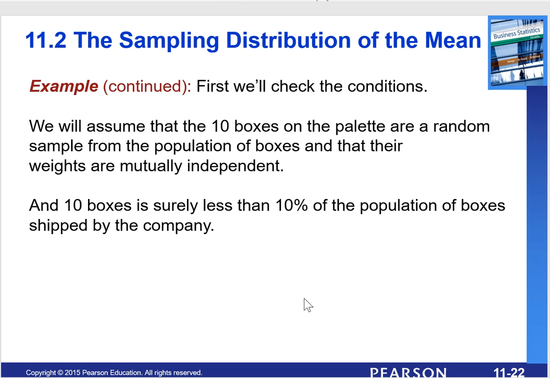First, we should check conditions. There are 10 boxes in the pallet. They're random, so it's probably okay, and they're probably all independent of each other because they're probably not all from just one production line. And even then, they probably don't depend on each other.